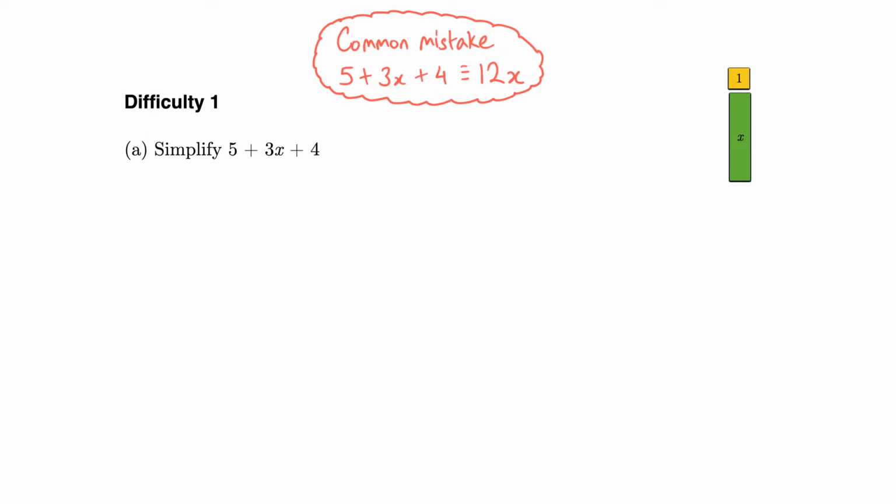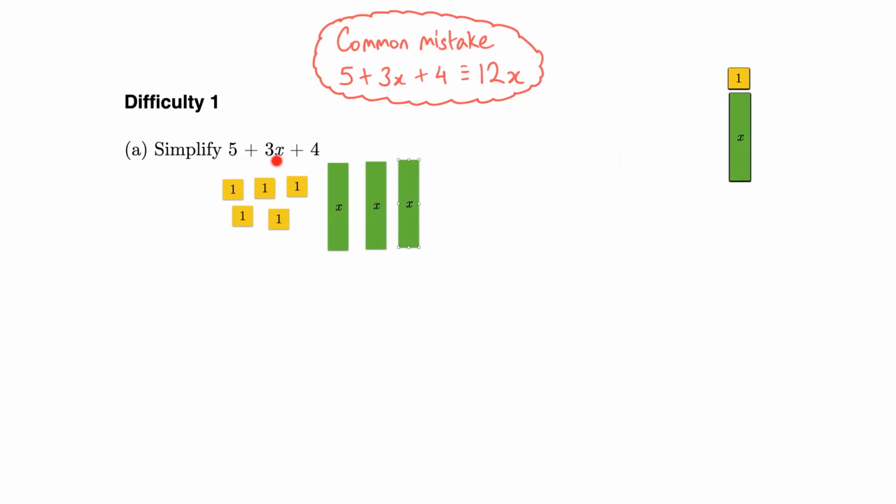So, to simplify 5 plus 3x plus 4, I can have 5 of these yellow tiles. 1, 2, 3, 4, 5. I then need to add 3x, so I need 3 of these green tiles. And then I need 4 of the yellow tiles. And the question is, what do I have all together? You can see that I can collect these yellow tiles together. And if I do that, you'll see that I've got 9 yellow tiles and I've still got 3 green tiles. And I'll write this as 9 plus 3x. Or I could write it the other way around. I've got 3x plus 9. Both would be correct.